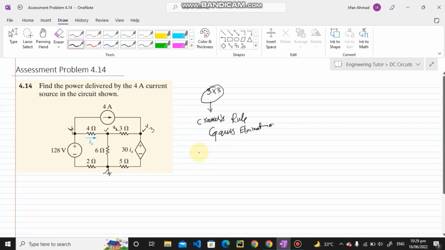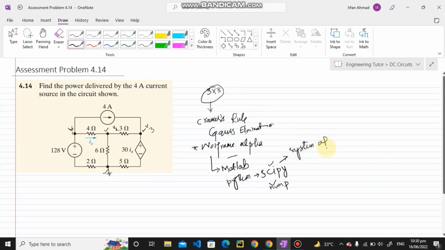In all the other circuits in previous videos, I have used an online resource called Wolfram Alpha for finding out the solution. Similarly, you can also use MATLAB or Python. There are many packages in Python, and one of them is SciPy or NumPy. You can use these packages for finding the inverse of a matrix, or to find out the solution of any system of linear equations. So this is the overall concept behind the solution of any number of equations which I have been using in my videos.